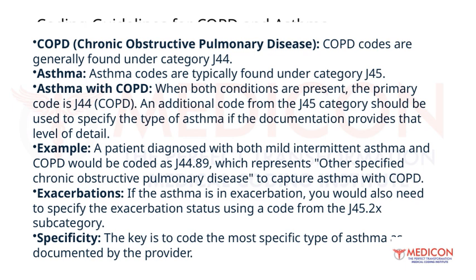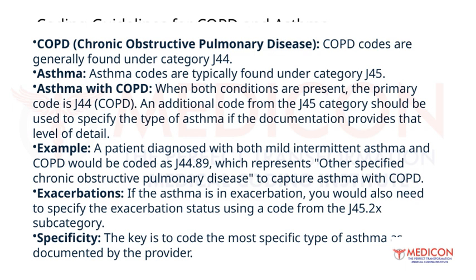But if the documentation specifies the type of asthma, you'll want to add an additional code from the J45 category to capture that detail. For example, if a patient has both mild intermittent asthma and COPD, you would code it as J44.89. This code indicates other specified chronic obstructive pulmonary disease and helps specify that asthma is also involved.